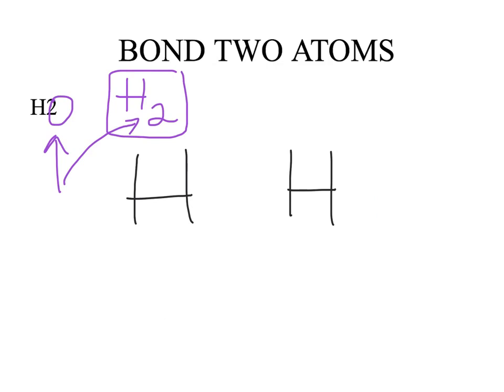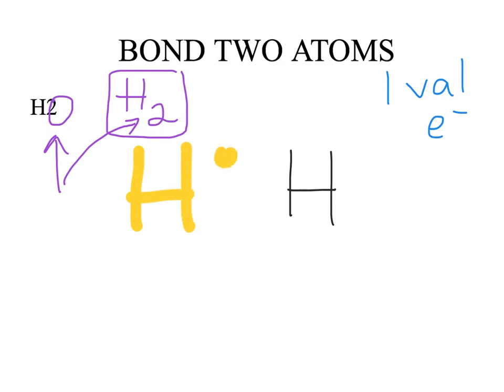Step number 2, where is hydrogen located? In group 1A. It means it has 1 valence electron each. So, where am I going to write this valence electron? I will write the one from this hydrogen in here. And what about the other hydrogen? Well, here is the other hydrogen with its own valence electron.